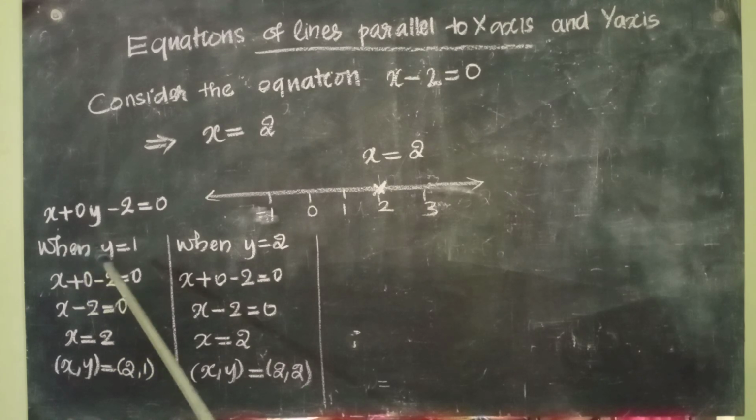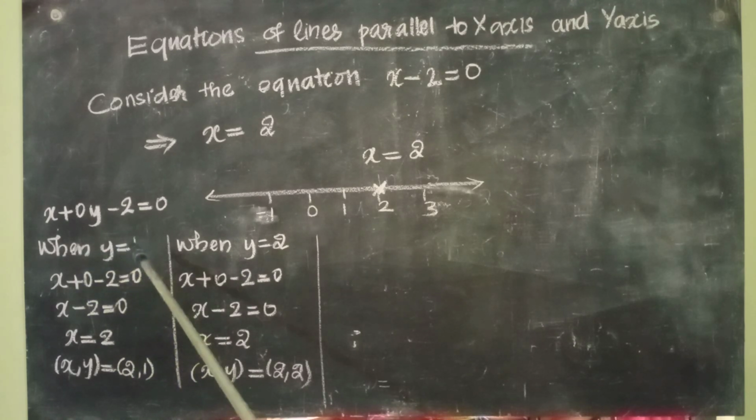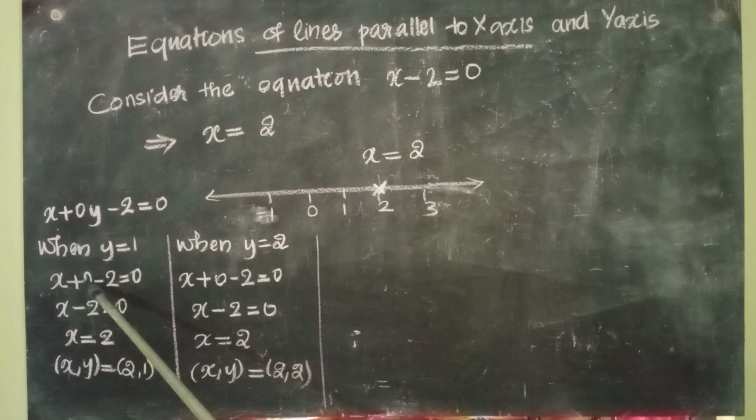To draw the graph, we need to find the solutions first. So here we can give the value y equal to 1. If we give y equal to 1, we get 0 into 1, so this part will become 0. So we get x plus 0 minus 2 equal to 0, that is, x minus 2 equal to 0. So we get x equal to 2. So (x, y) equal to (2, 1) is the first solution.